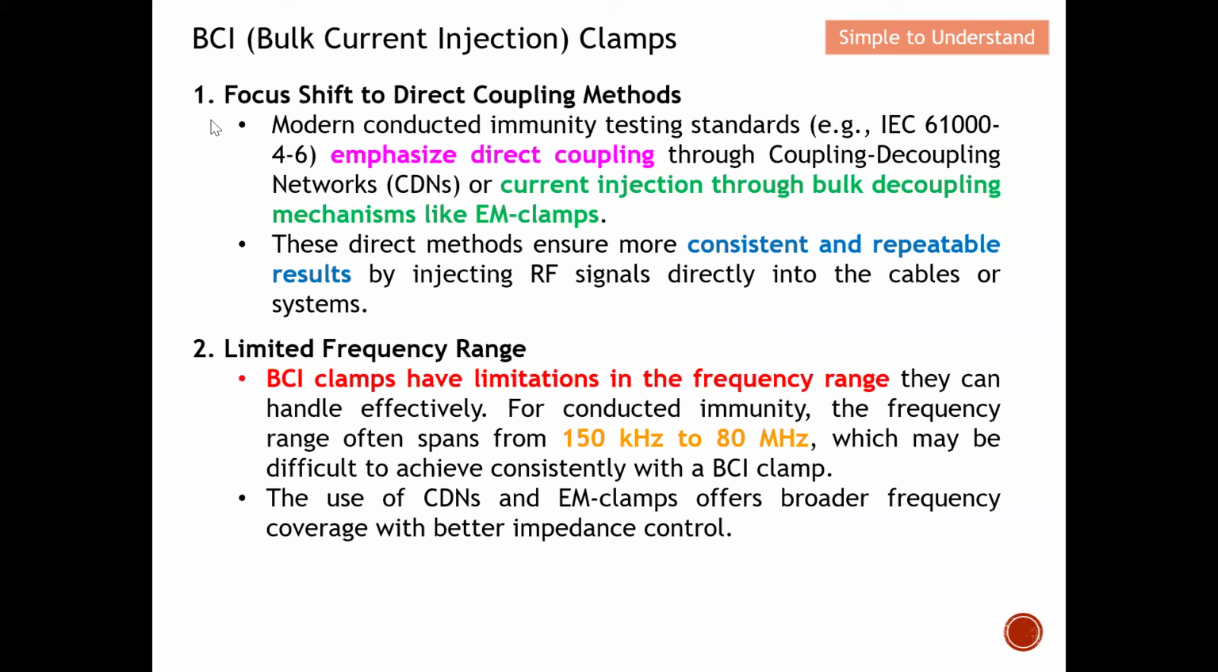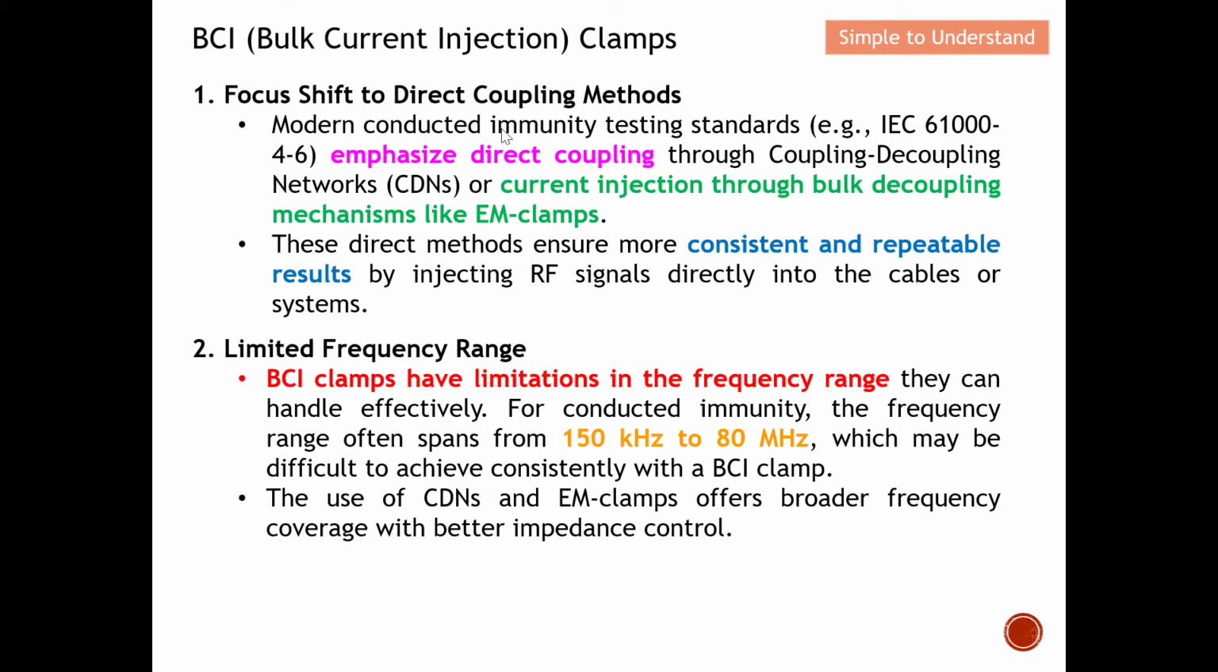Firstly, there is a shift to direct coupling methods. Modern conductor immunity testing standards emphasize direct coupling through the coupling decoupling network. This direct coupling is the keyword of CDN coupling. I will explain this again, or current injection through a bulk decoupling mechanism like the EM clamp. So basically, this is one of the modern conductor immunity approaches.